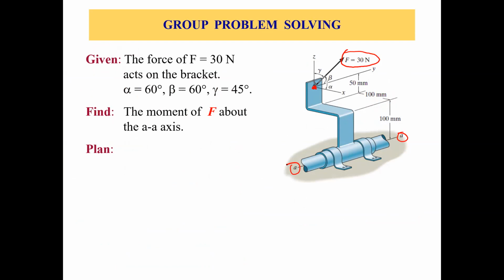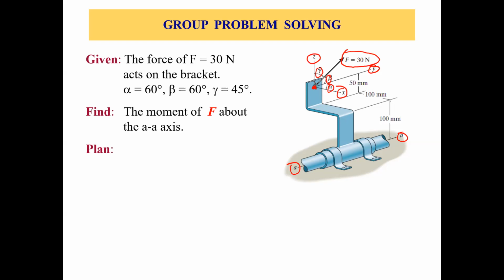The force F of 30 newtons acts on this bracket. Alpha, beta, and gamma are given. What are alpha, beta, and gamma? If you look here, this is your x-axis, this is your y-axis, this is your z-axis. Alpha is with the x-axis, this guy. Beta is with the y-axis, this guy. And gamma is with the z-axis, this guy. So alpha, beta, and gamma values are given with respect to the x, y, and z axes respectively.